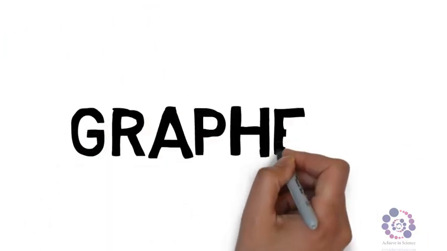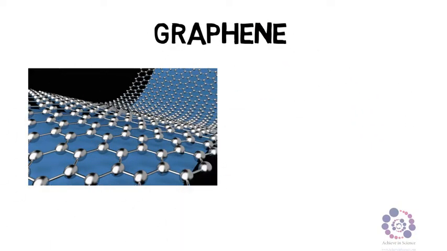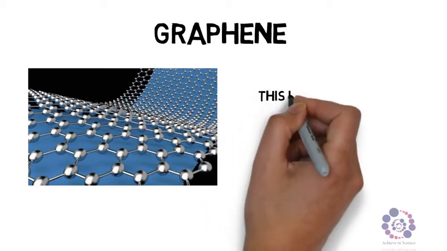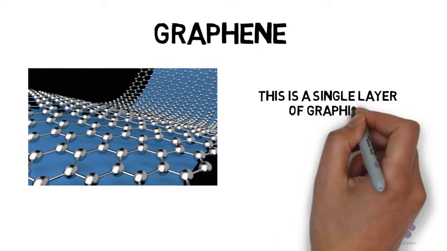Graphene then is in particular a special product. It is a single layer of graphite. As it is a single layer of graphite, it is only 1 atom in thickness.